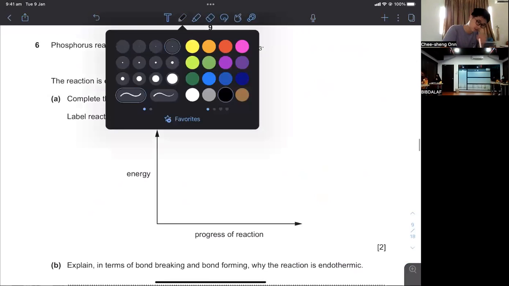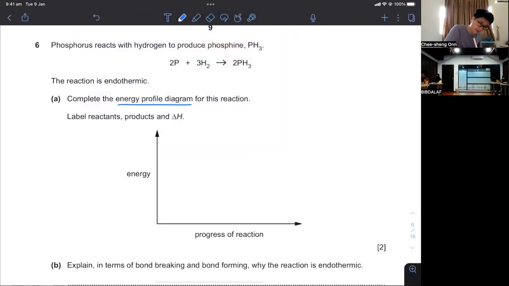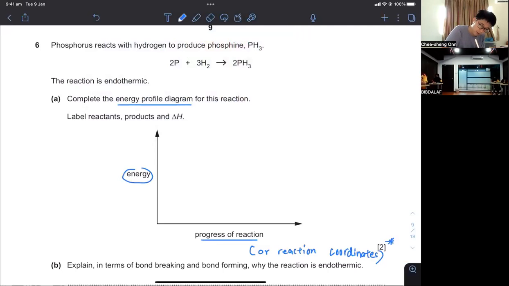Now, question 6. This is about energy profile diagram. For 2 marks, you need to know energy profile diagram is energy against progress of reactions. Sometimes we call this reaction coordinate. Reaction coordinate means what happened from reactants to products. You got to label reactant, products, and delta H. This is endothermic. That means delta H is greater than 0.